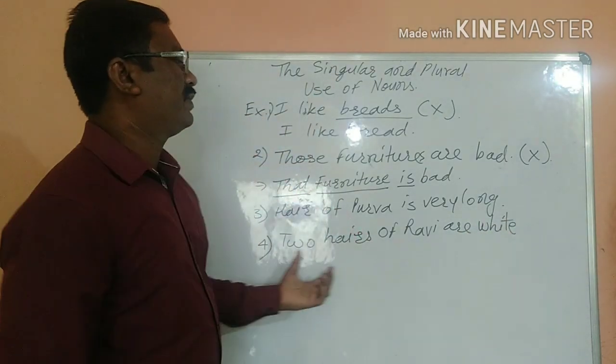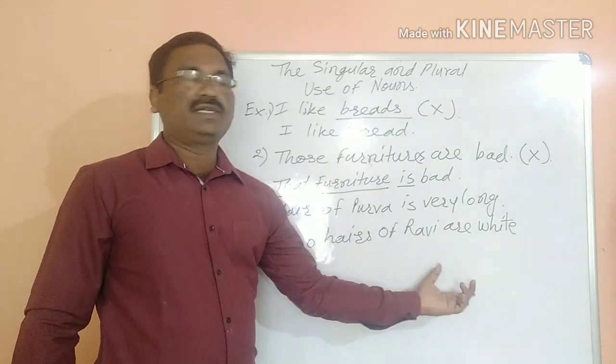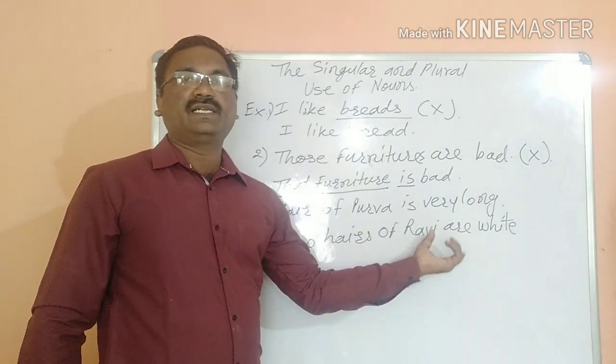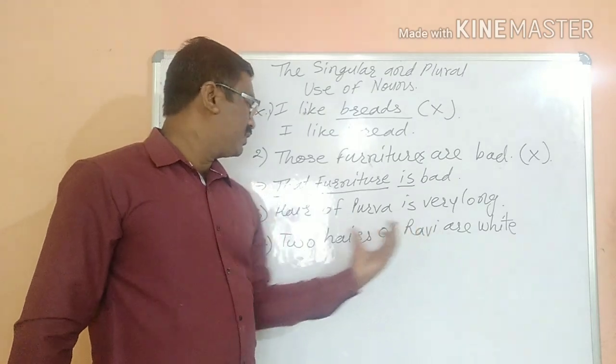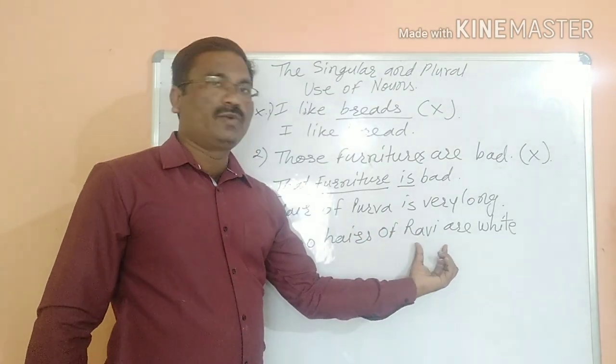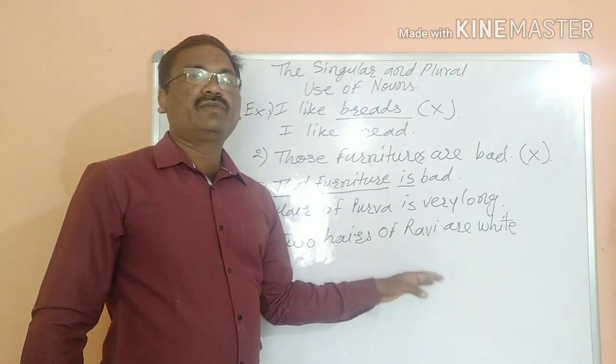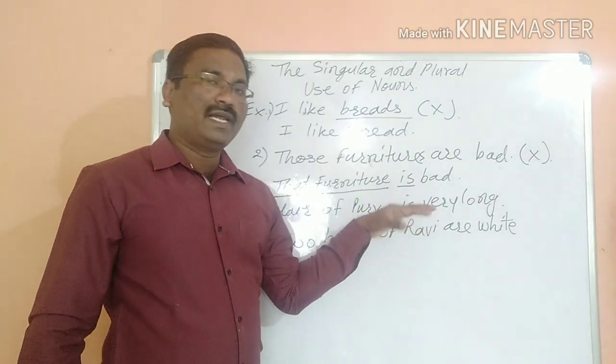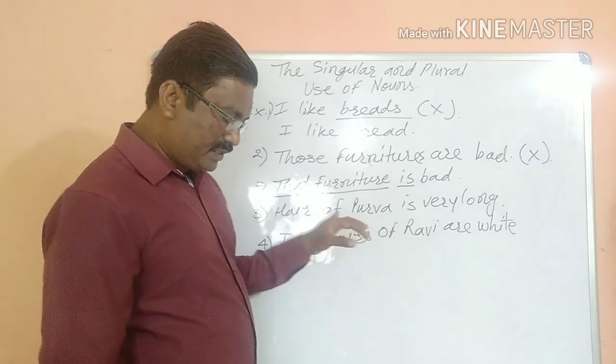Two hairs of Ravi are white. Suppose there is a boy named Ravi and his two hairs are white, so we can use the plural here. So meaning-wise, singular or plural, like this word hair, it will change.